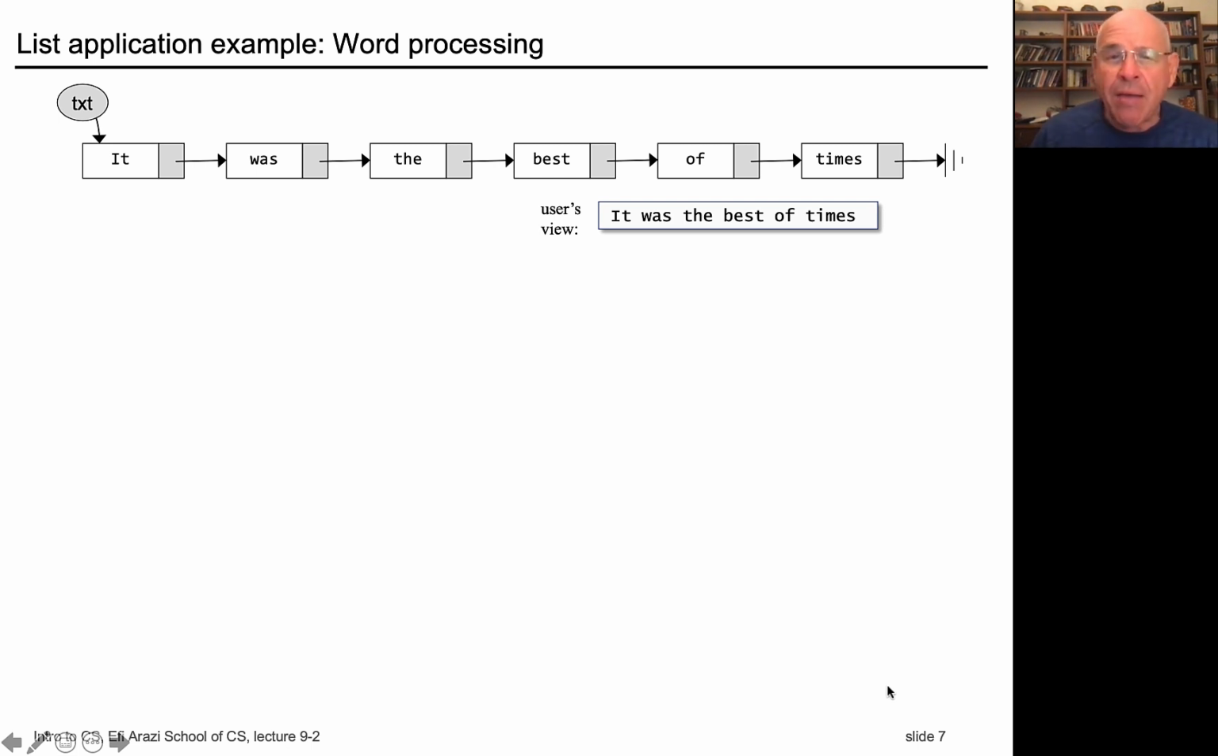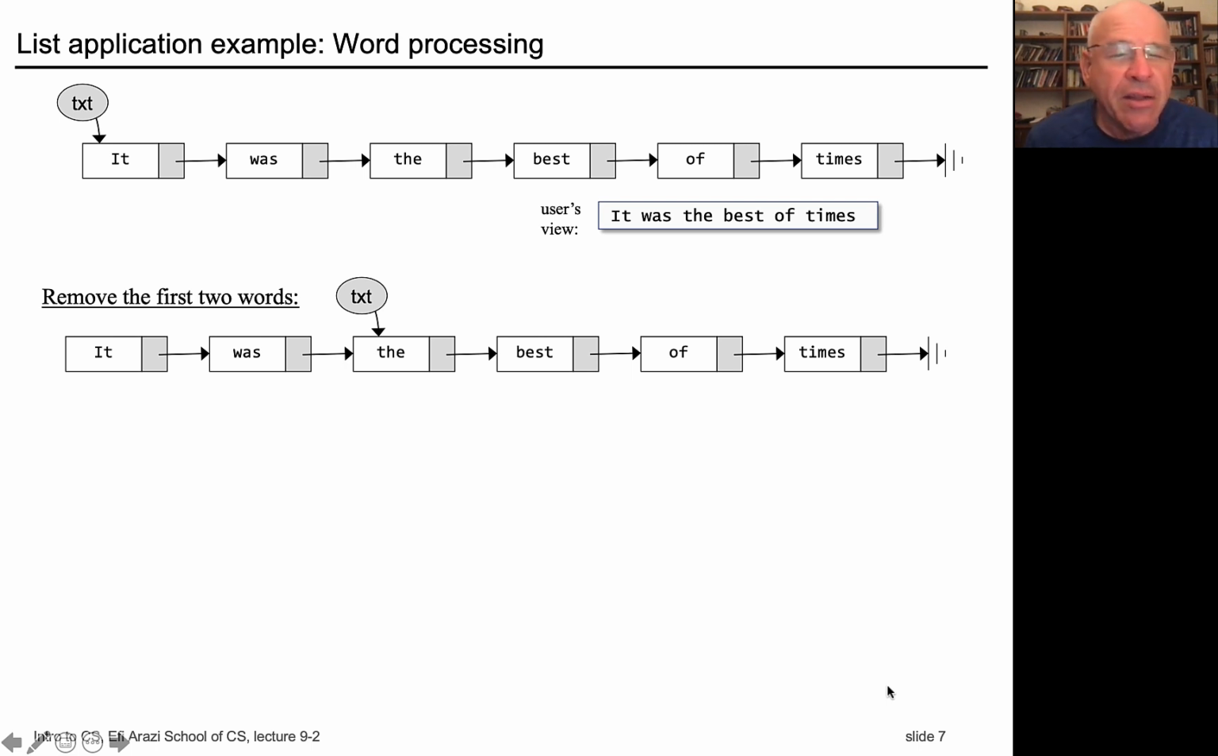Now let's say that the user comes in and wants to remove the first two words. That's what we do when we do word processing, right? We mess up with the text. So you mark the first two words and you click delete. What happens behind the scene? Well, something very elegant. All we have to do is move the txt pointer to the third word, which is the. So now when the user says, show me the document, what you will see is everything that begins at txt, which is the best of times. So effectively, you knocked out the first two words in the document.